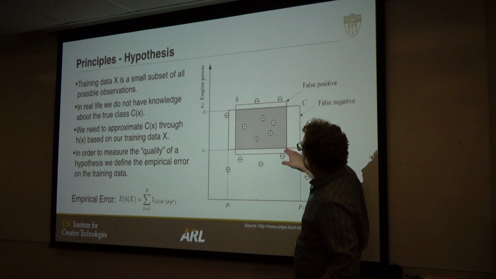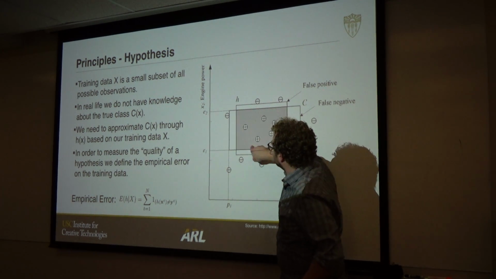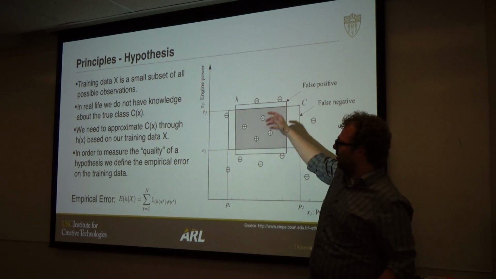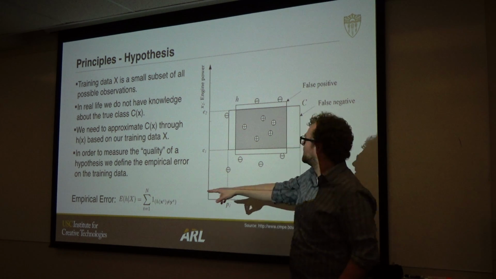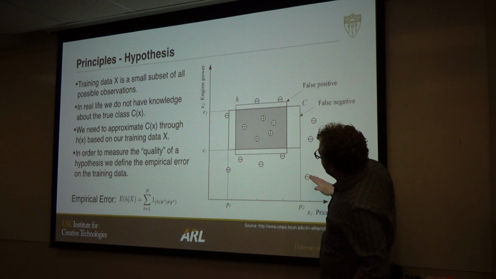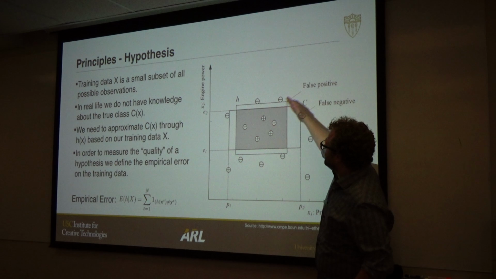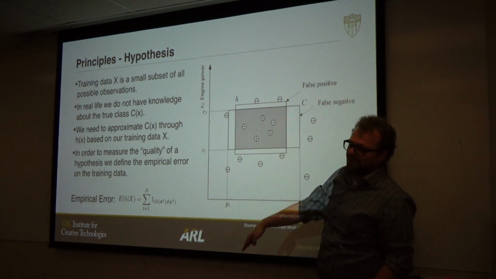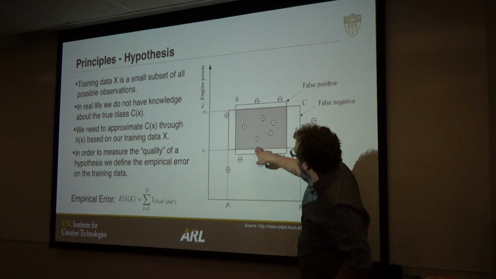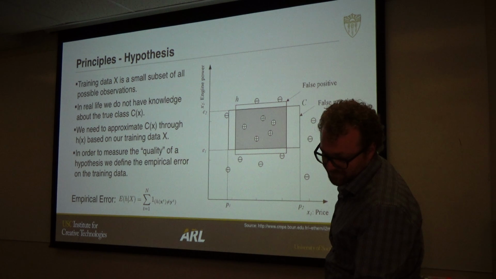So for this training set, any rectangle that has only pluses in here and only minuses outside will always make 0 errors, okay? If I pull a diagonal through here and say everything above the diagonal is a family car, everything below is not a family car, I would make 1, 2, 3, 4, 5, 6 errors, okay? So we count it that way.